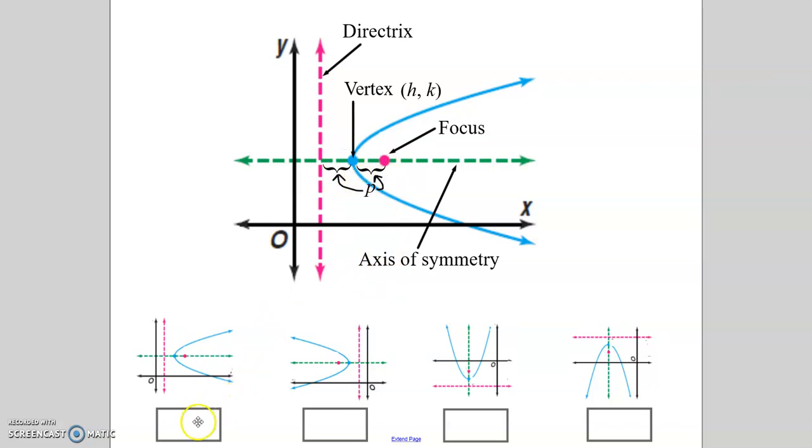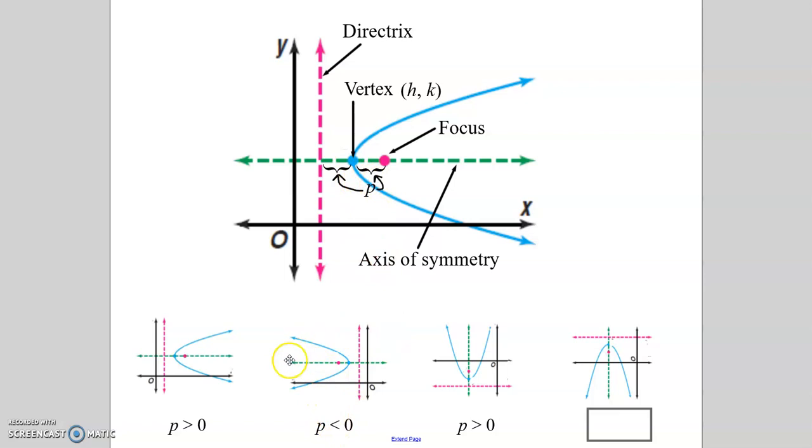Now, if p is positive, like in this one and this one, it will open either right or up. If it opens in the x direction, a positive value for p means it opens to the right. If it opens in the y direction, a positive value means it opens up. If it opens to the left, that's when p is negative. So if this number is negative, it opens to the left and the focus is left of the vertex and left of the directrix. And if it opens down, then p is negative and the focus is below the vertex and the directrix.